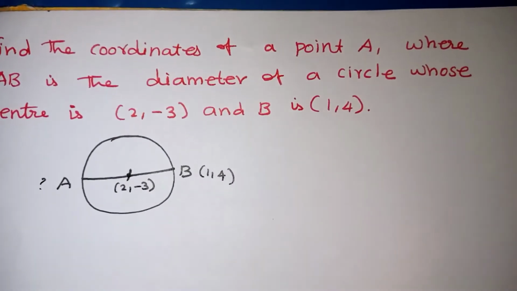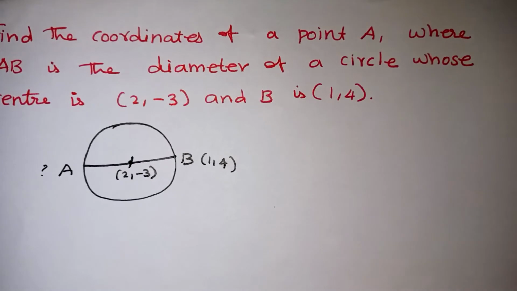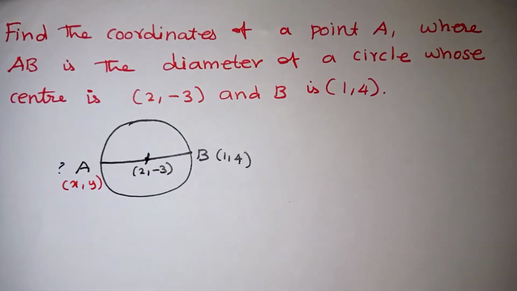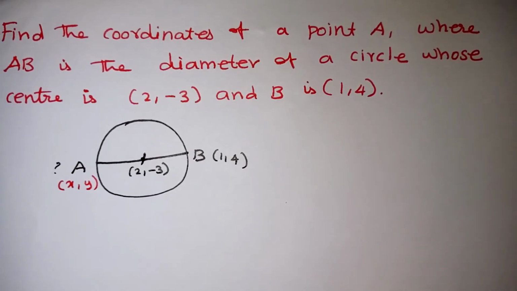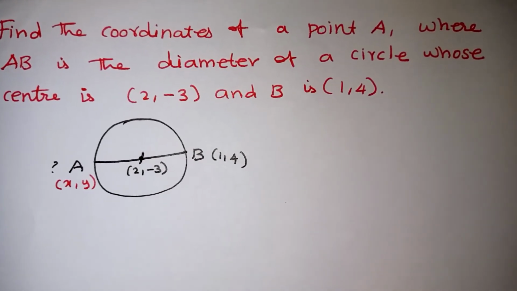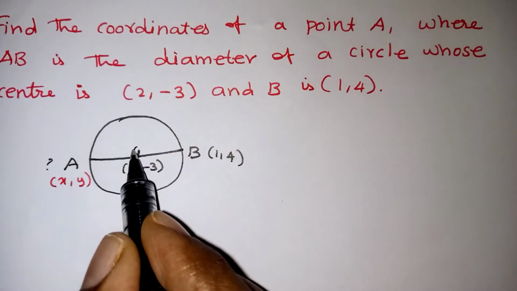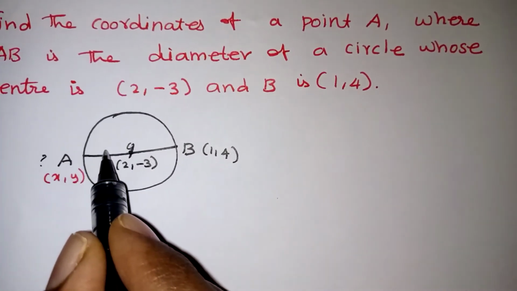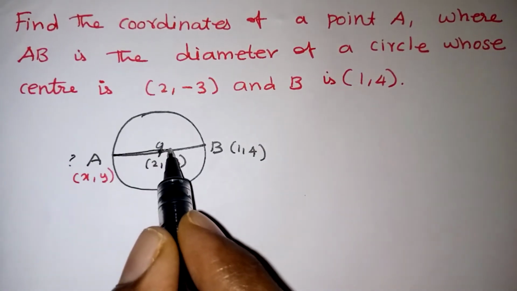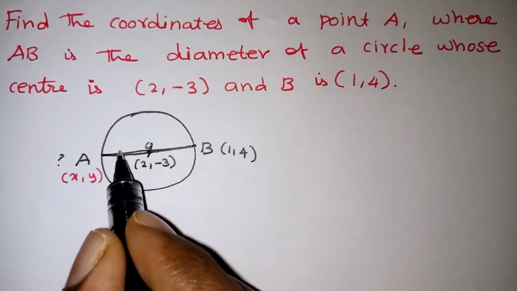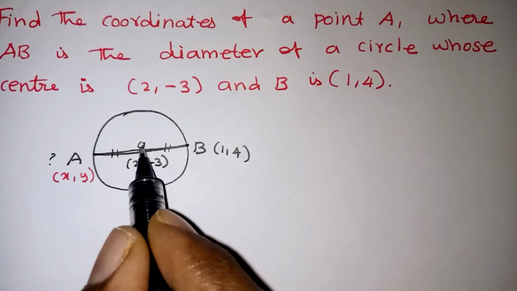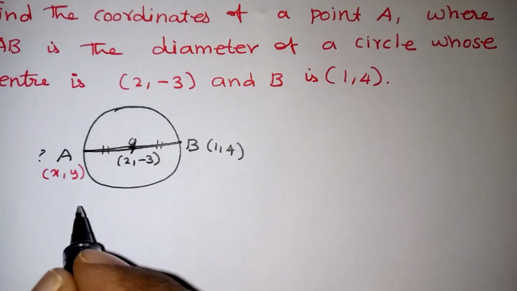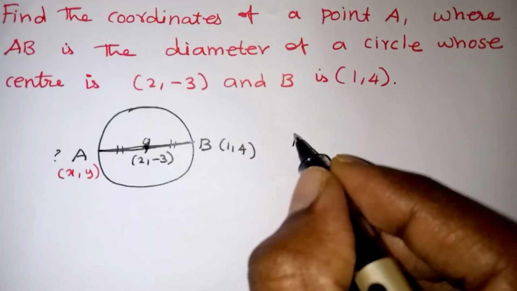Now the A point we don't know. So we have to take it as anything. So let us assume this point is X, Y. So we need to find X, Y value. This is an application of midpoint only. Because if the center is O, from O to B is a radius, O to A is also a radius. Definitely OA length and the OB length will be equal. Since these two sides are equal, definitely this point is a midpoint. Center of the circle is a midpoint only, definitely. So we can apply the midpoint formula.